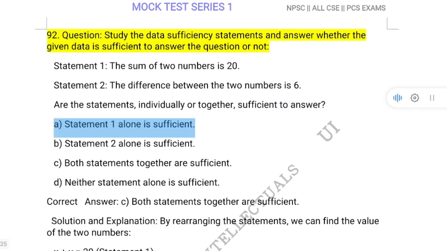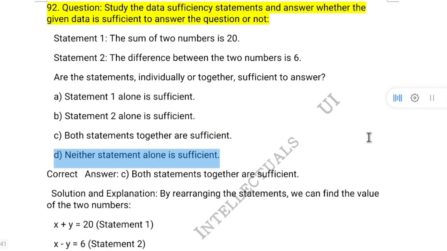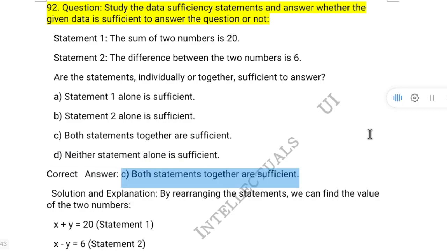A. Statement 1 alone is sufficient. B. Statement 2 alone is sufficient. C. Both statements together are sufficient. D. Neither statement alone is sufficient. Correct answer. C. Both statements together are sufficient.